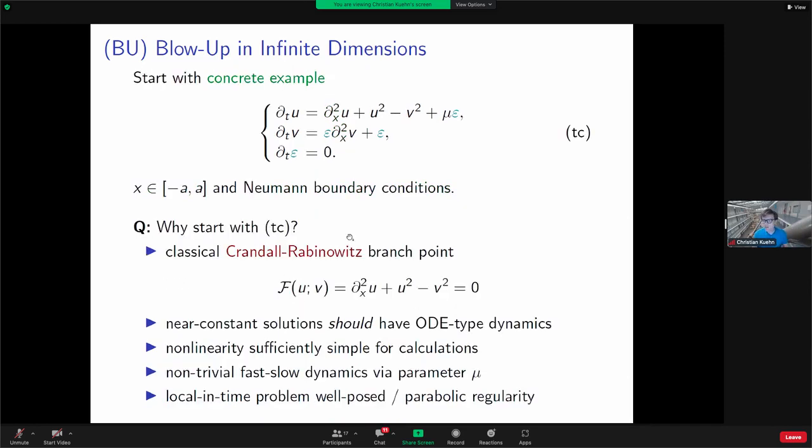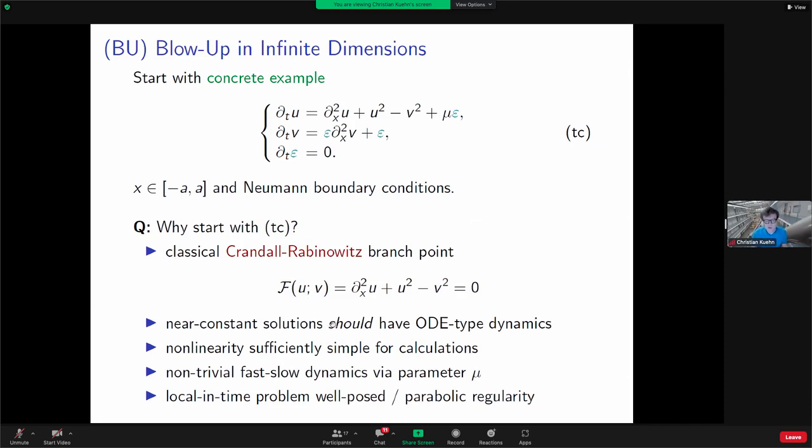Well, the critical manifold is basically the typical Krupa-Szmolyan branch point type problem. So this is a very good test problem. And the near-constant solutions, which are the ones we start with, so everything that's close enough to the constants, should have ODE-like dynamics in this setup. At least, that's what you can anticipate and hope to prove.